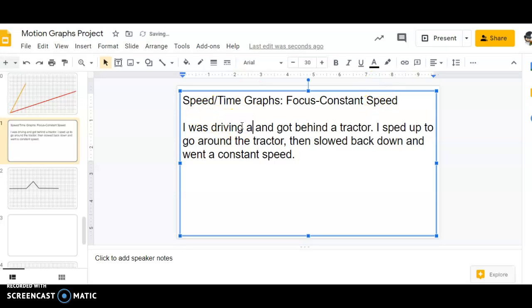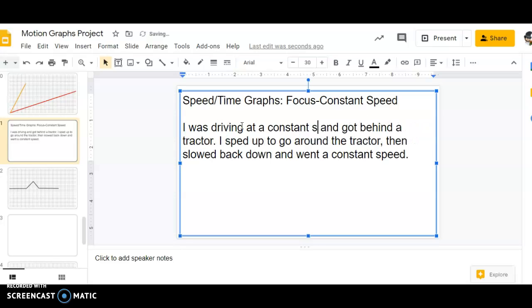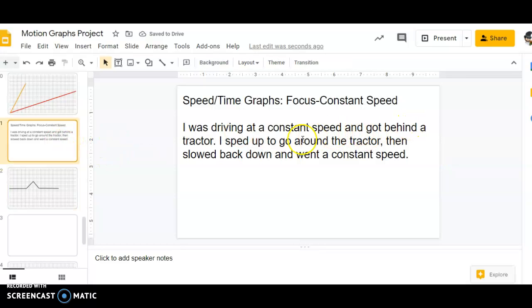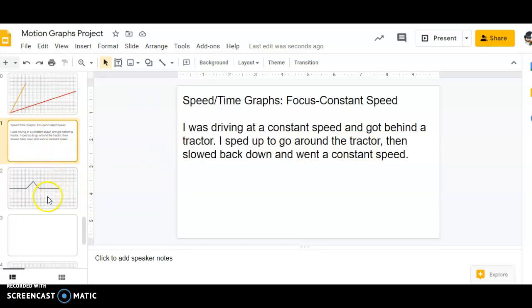I was driving at a constant speed and got behind a tractor. There we go. So I was driving at a constant speed. I got behind the tractor. I sped up to go around the tractor. Is that in there? Yep. Then I slowed back down, right? And I went a constant speed.